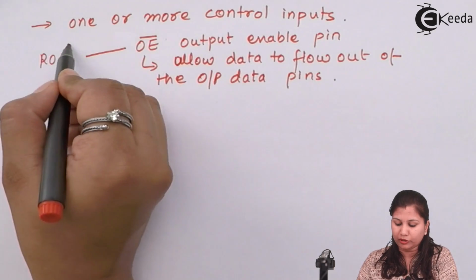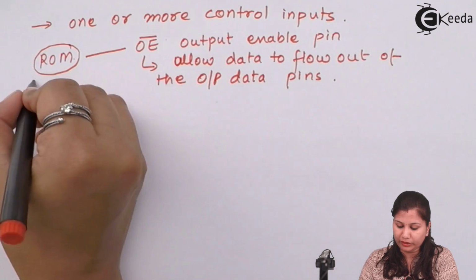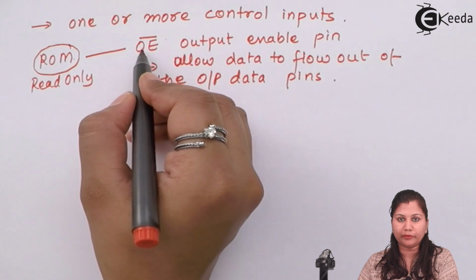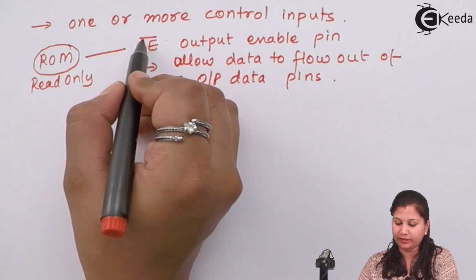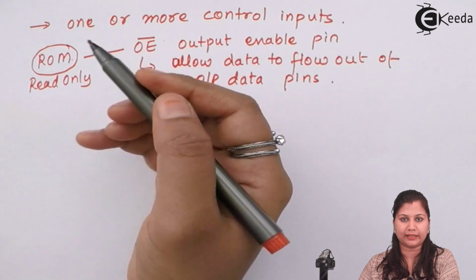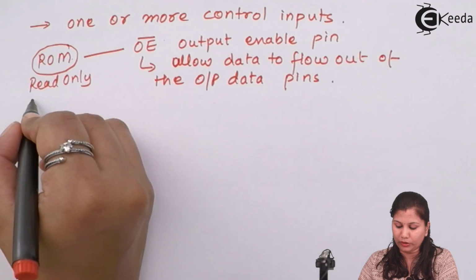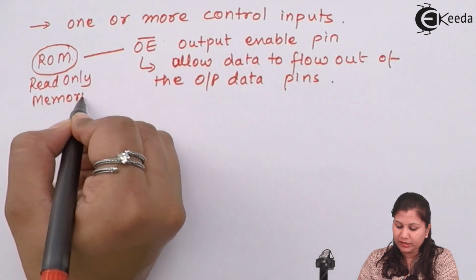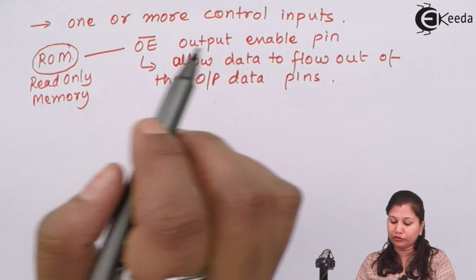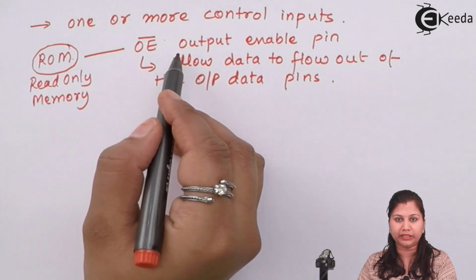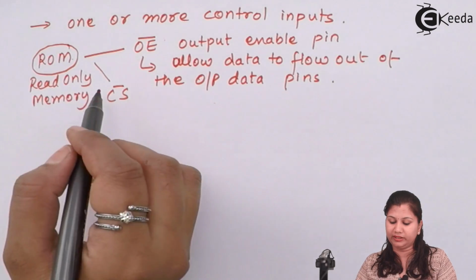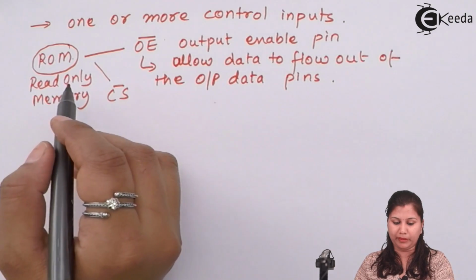Now if we have the ROM type of memory, meaning read-only memory, then we have one more control input signal, which is known as OE bar, that is the output enable pin. This enable pin also has to be activated if we want to communicate with the read-only memory, because this signal allows the data to flow out of the output data pins. So for the read-only memory, both the output enable and the chip select signal have to be activated if we want to read the data from it.